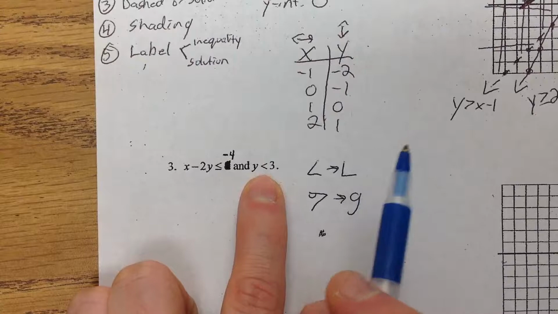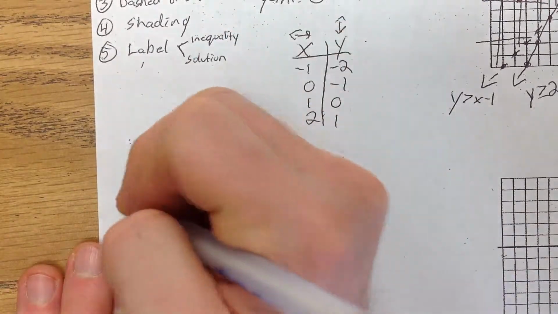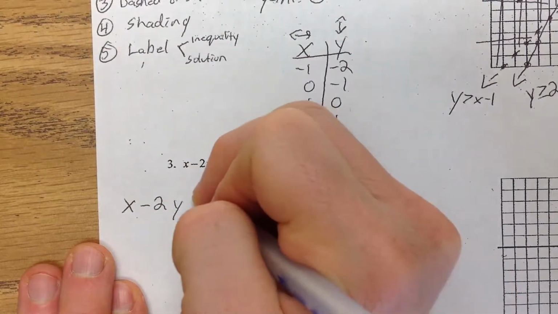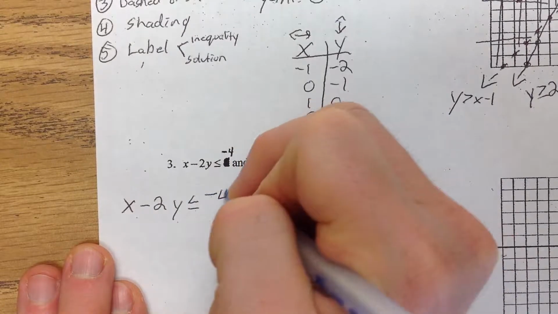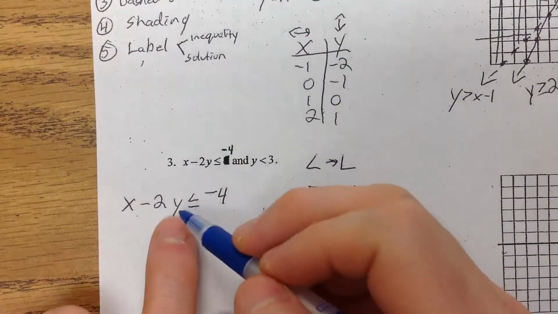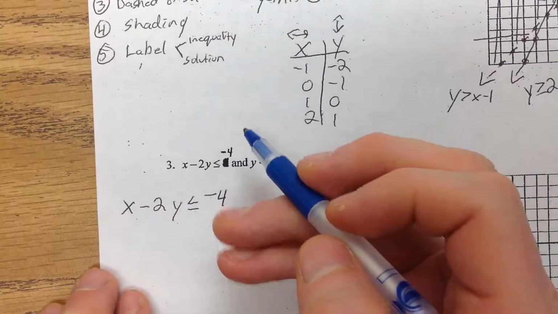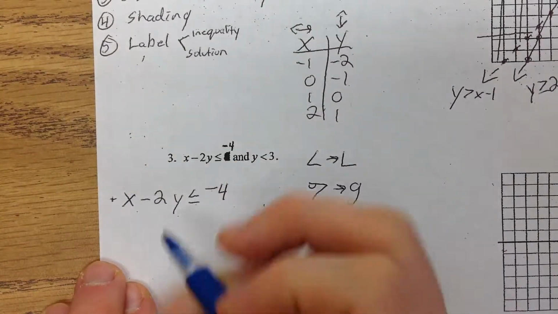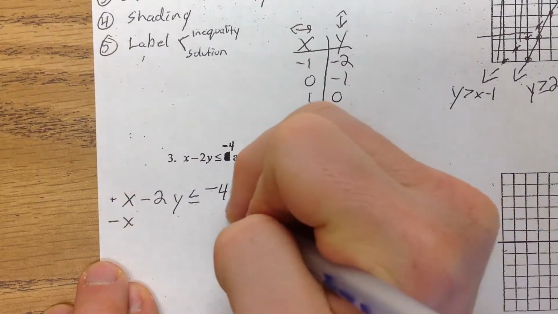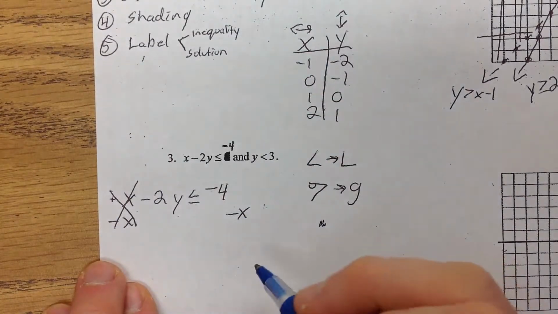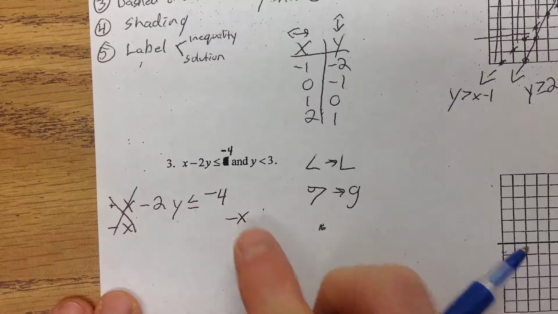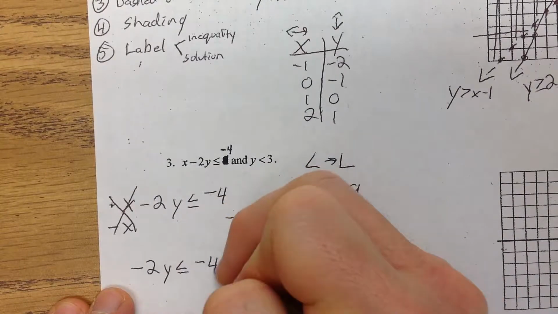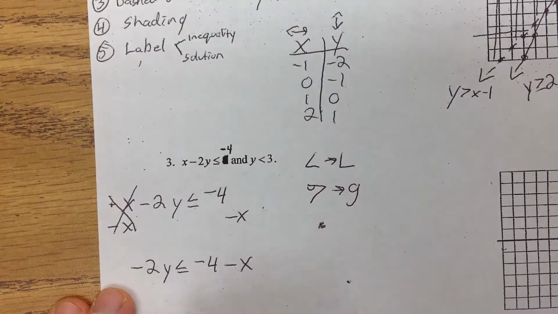On this one, we're not going to have to do anything, but on this one over here, we do have some work to do. So x minus 2y is less than or equal to negative 4. Okay? So remember, that y has an anchor. We're not going to move the y, we're going to move everything else. So we need to get rid of this positive x. So to get rid of a positive x, we're going to subtract x from both sides. These will cancel out. We cannot combine these because they're not like terms. So we end up with negative 2y is less than or equal to negative 4 minus x.